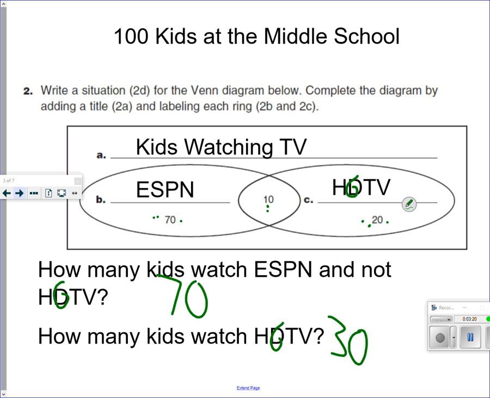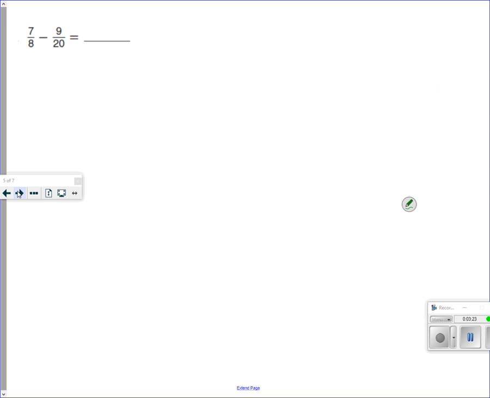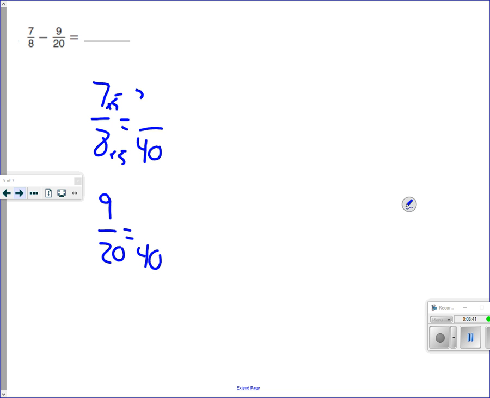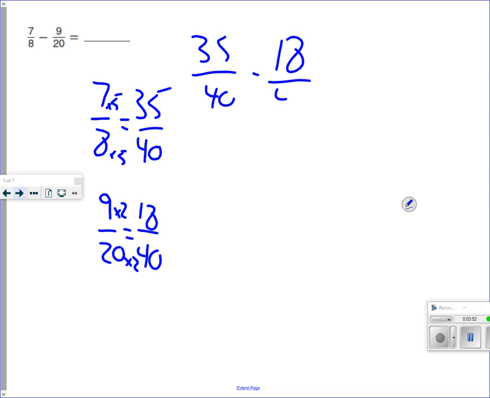Okay. Moving on, I've got some practice problems today. This Venn diagram stuff's pretty easy. 7/8 minus 9/20. We'll have to find common denominators, so I'm going to stack these fractions up. We haven't done this in a little while. You've seen them in your math boxes, so let's take a look here. Let's put them both into 40. 8 times 5 is 40. 7 times 5 is 35. So 35 over 40 minus, 20 times 2 is 40, 9 times 2 is 18, over 40.